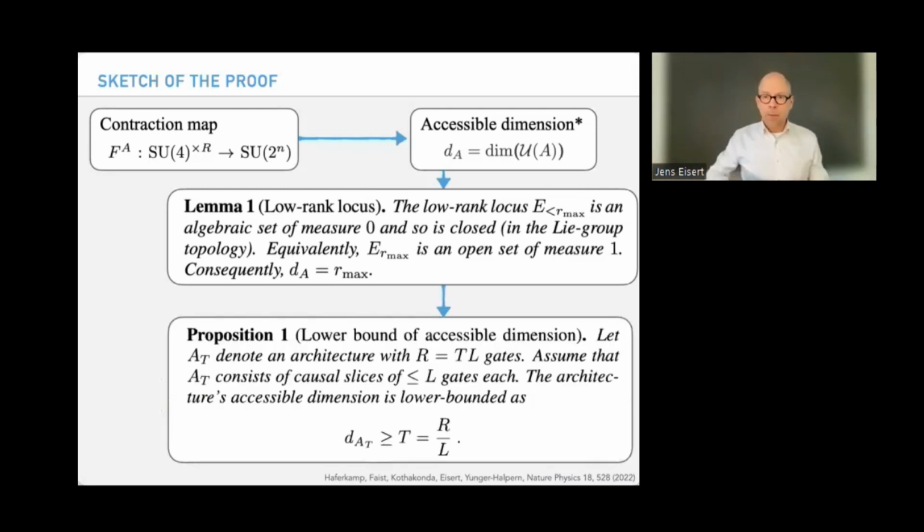And putting this all together, one does find a lower bound of the accessible dimension. So for an architecture of R chunks of gates, that's the number of chunks that we have, we assume that this architecture consists of causal slices of gates. Each architecture's accessible dimension is lower bounded by this number here. That's again linear in R, and hence linear in the depth of the circuit.